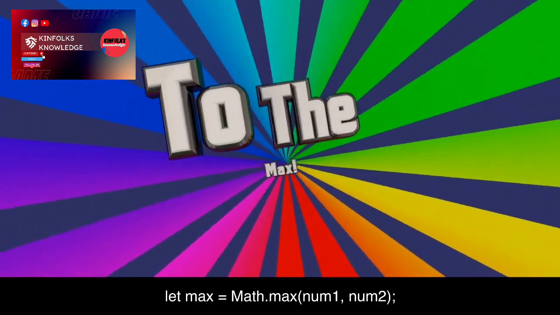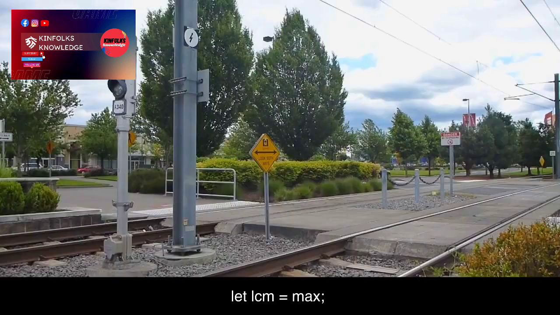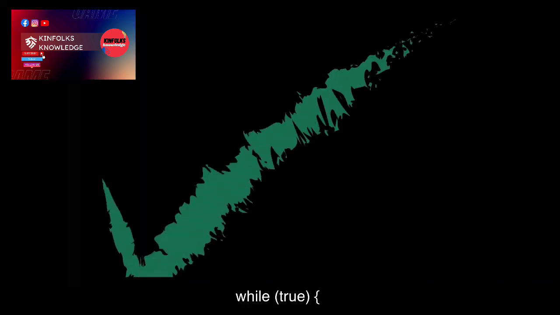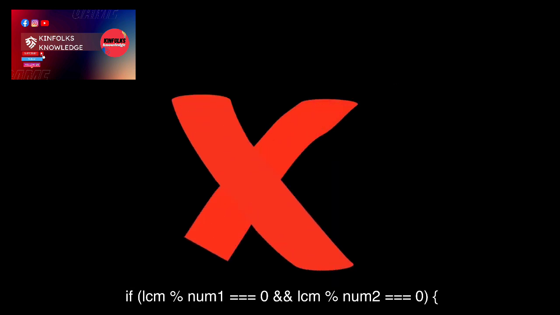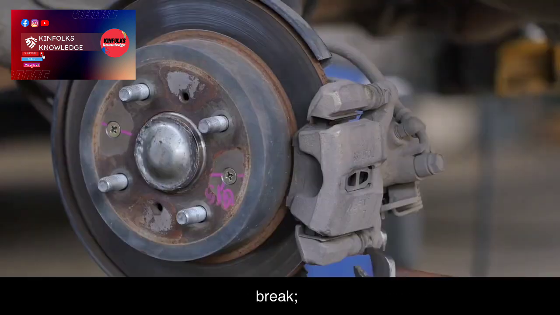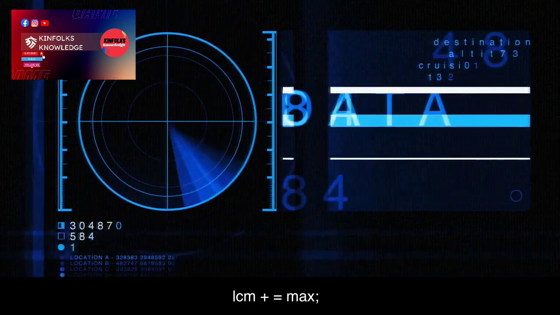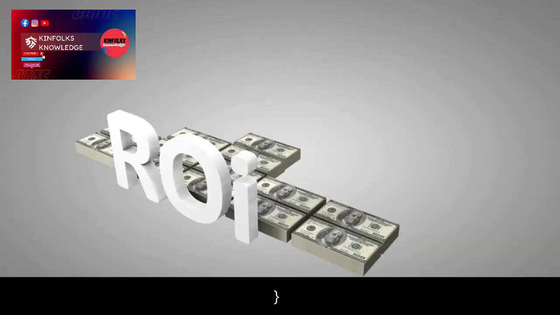let max = Math.max(num1, num2); let LCM = max; while (true) { if (LCM % num1 == 0 && LCM % num2 == 0) { break; } LCM += max; } return LCM.